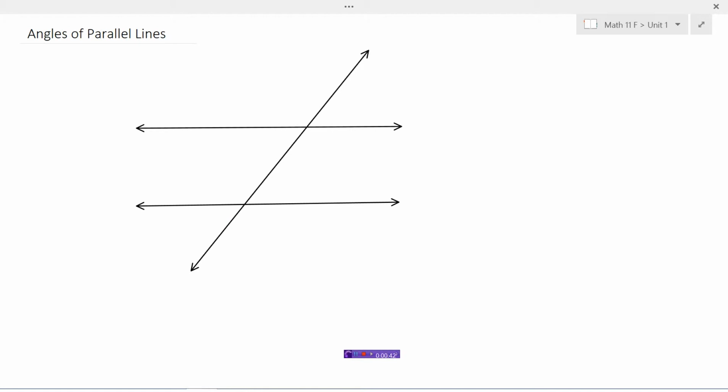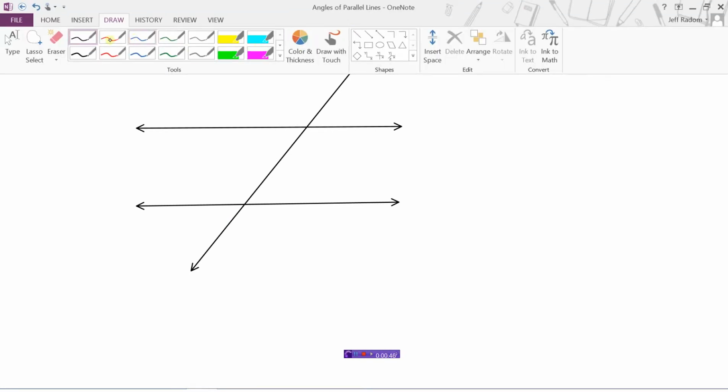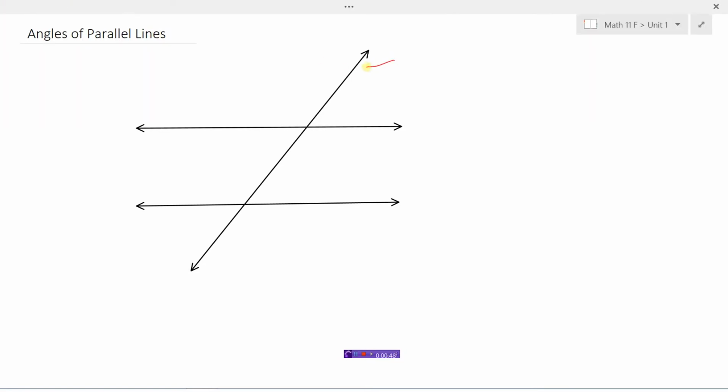This line that cuts across this other line is called a transversal. So that's the name that we give that line there that cuts across two parallel lines. It's called a transversal. And there's a few other vocabulary terms that we need to know.